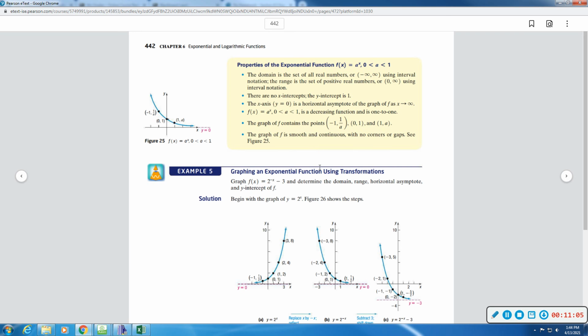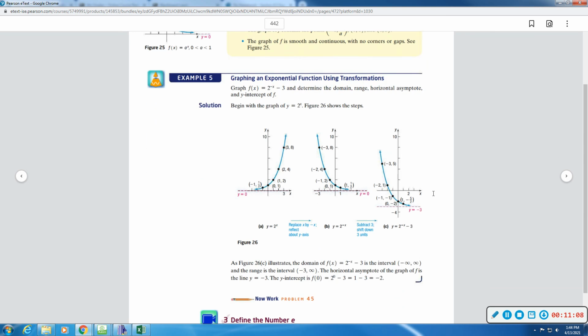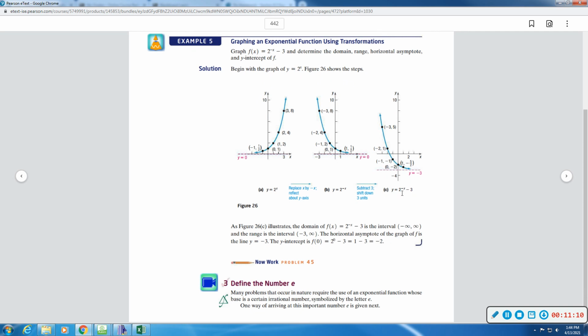I do want to look at solving some exponential equations. So here's some more graphics. This is showing you a shift, like the -3 just shifts it down 3. But we'll be looking at all those.